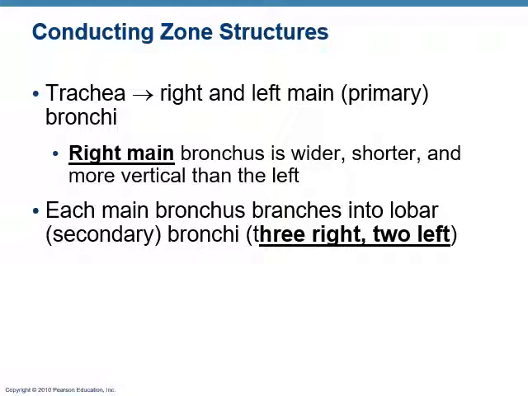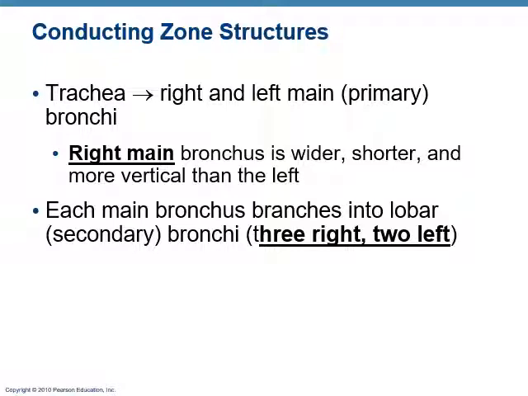Okay, now continuing the conducting zone structures, we've got the trachea. And remember I said that splits into the right and left primary or main bronchi. Now, the right main bronchus is wider, so wider diameter, shorter, and more vertical, so it goes more up and down, than the left. The left then is narrower, longer, and more horizontal, right? Does that make sense? So the right one is wider, shorter, more vertical. The left one is narrower, longer, and more horizontal.